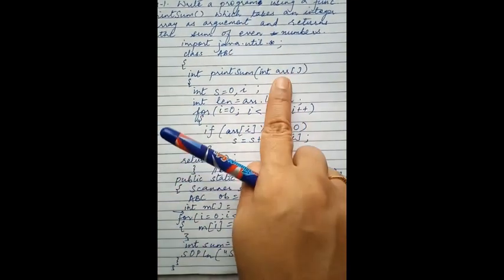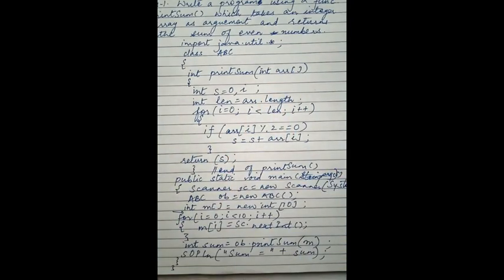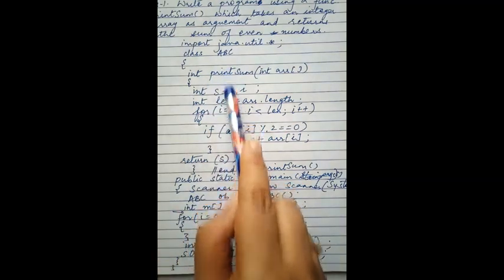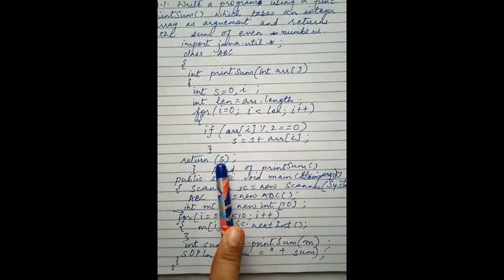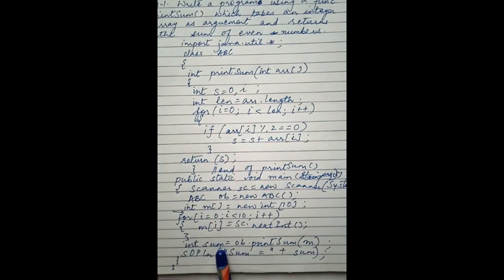That means M and ARR will have the same memory location. The variables will have the same memory location. Here we are going to find the sum of the integer elements and we are returning the value of sum. The value of sum S will be returned in the variable sum here and sum is printed inside main. This is how an array can be passed in a function.